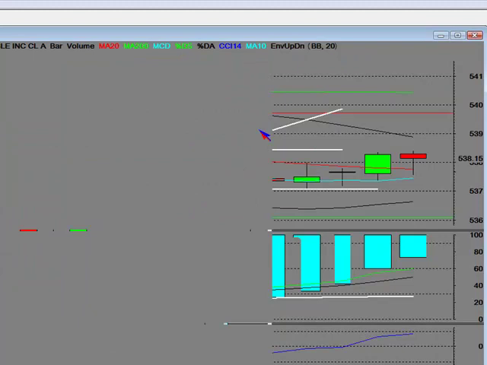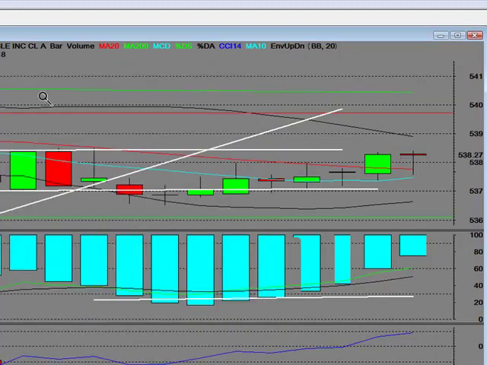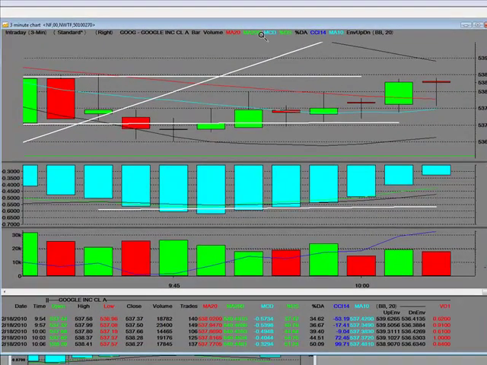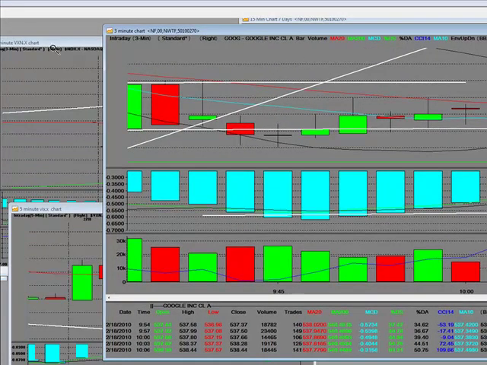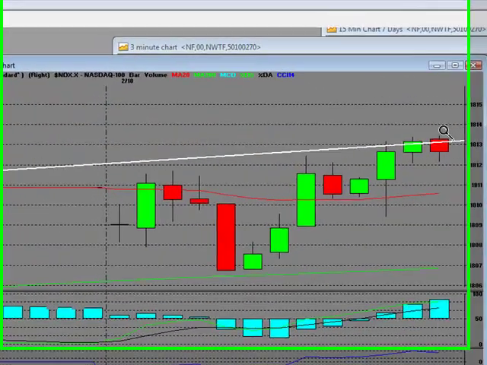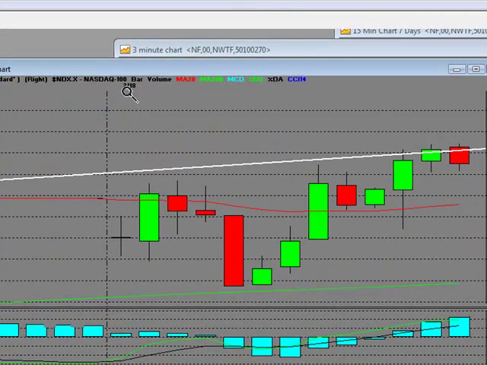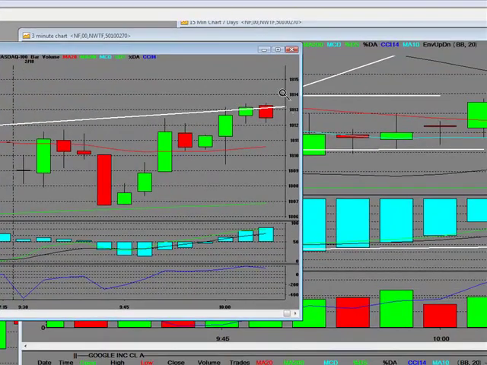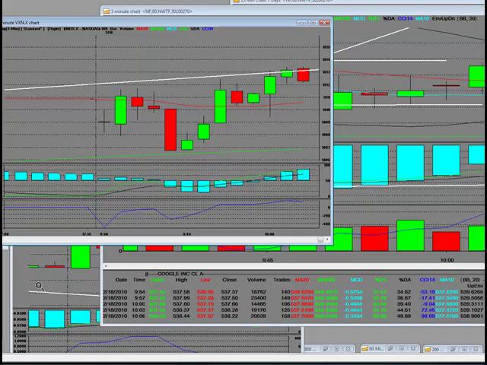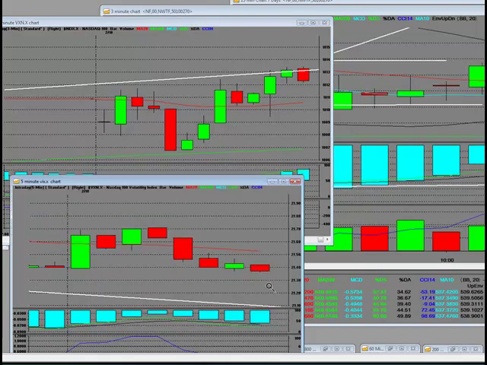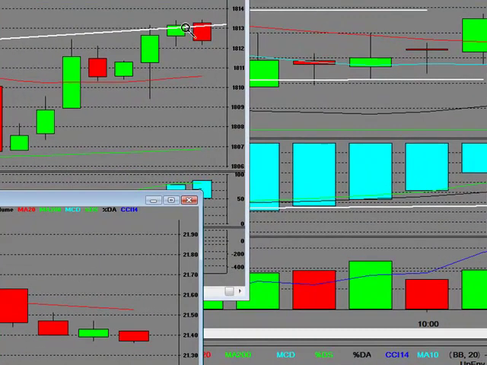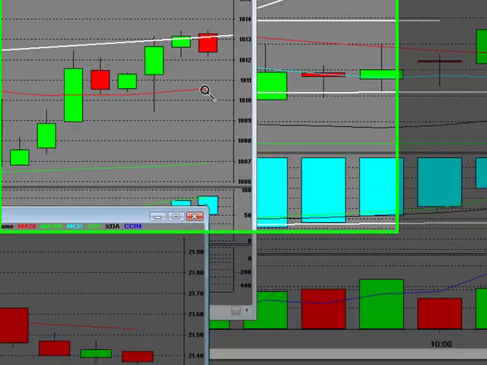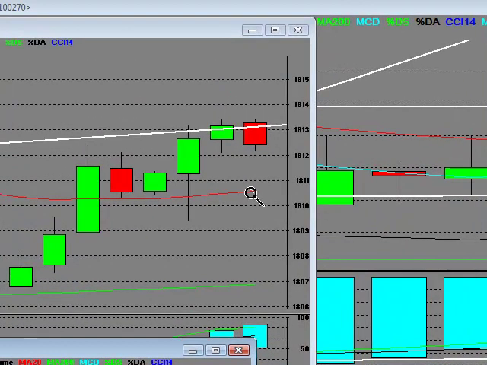Here is the Google chart, if my monitor would quit freezing. Google is a leader in that Nasdaq 100, okay? And basically, here's the Nasdaq 100. When you get a red bar here, you get a red bar over there, and this fear indicator goes lower. That means it's a good thing in the short term, because what the market's trying to do is put a floor in at support.